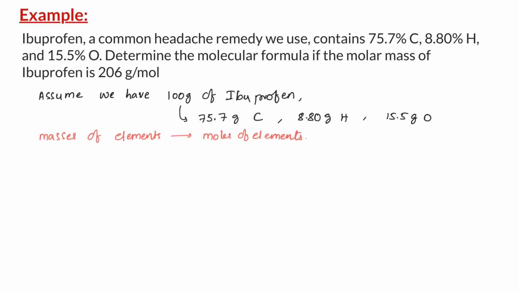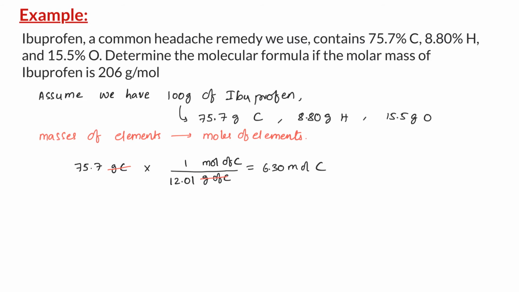First, we need to convert the masses of various elements into moles of various elements using molar mass of the atoms as the conversion factor. We have 75.7 grams of carbon and we need moles of carbon. So we need to multiply this with a conversion factor that cancels the grams of carbon and introduces the moles of carbon. That is 1 mole of carbon per 12.01 grams of carbon. Grams of carbon gets cancelled and we get 6.30 moles of carbon.